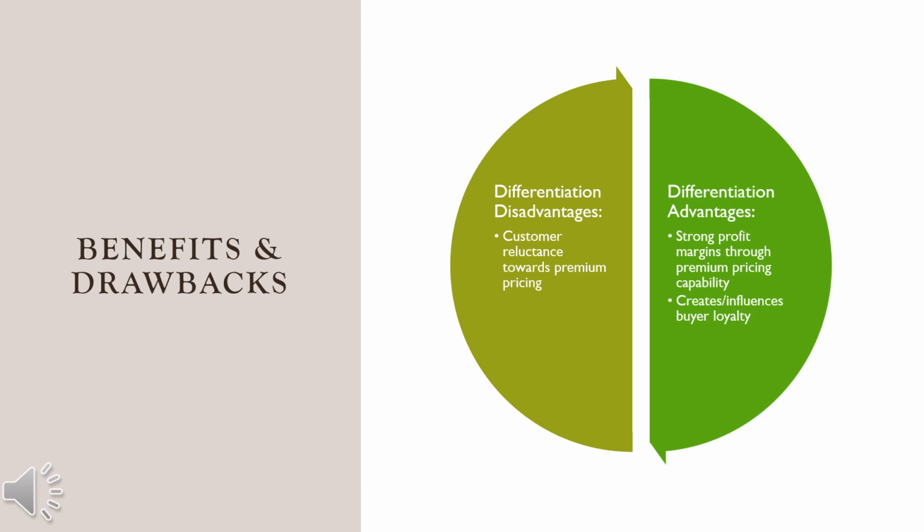Now, let's take a look at the benefits and drawbacks of a differentiated business level strategy. Differentiation advantages. 1. Strong profit margins through premium pricing capability. Introducing and emphasizing the value of unique product features allows differentiated firms to enjoy the benefits of premium pricing through the monetization of intangibles such as convenience and reliability. 2. Creates or influences buyer loyalty.